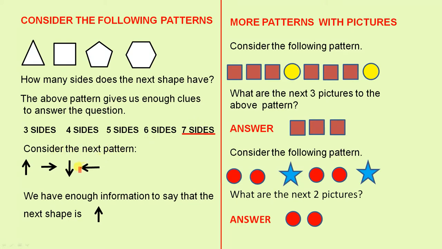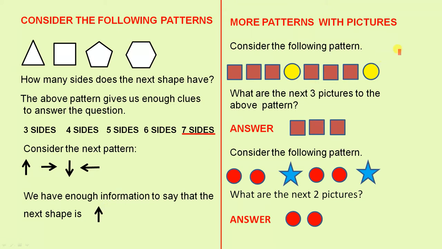Consider the next pattern, which is this one. Arrow facing up, arrow facing to the right, arrow facing down, arrow facing to the left. We have enough information to say that the next shape is arrow facing up, and we start all over again.